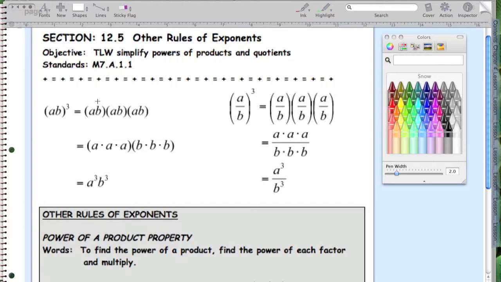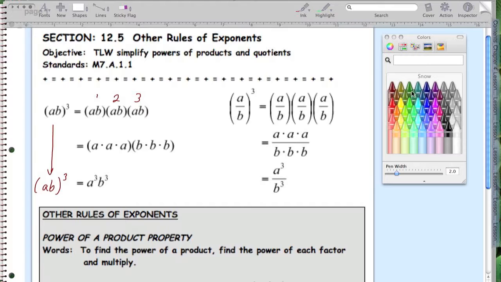AB cubed is really the same as AB times AB times AB. It times itself 3 times. Now, because of our multiplicative properties, we can use our commutative property or associative property. We can rearrange the A, B, all of our multiples here into different orders and group them as we'd like. And when we do that, we have A times A times A in one set, and B times B times B in another set of parentheses. From there, we know that AAA is actually A cubed and BBB is actually B cubed.